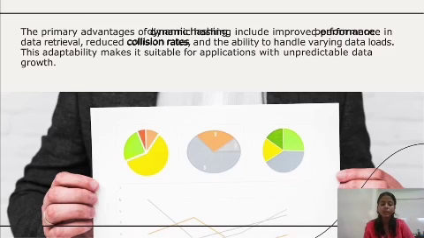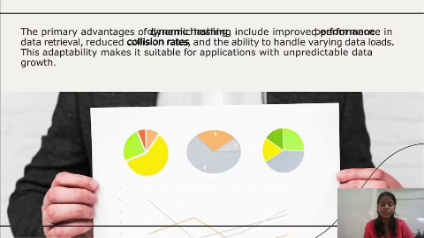So we'll discuss efficient use of space. It adjusts size according to the number of entries, optimizing storage. Reduced collision means fewer overflow areas, which means less time spent searching through linked lists or overflow buckets. Adaptability handles large, unpredictable data volumes without the performance drop that static hashing can experience.